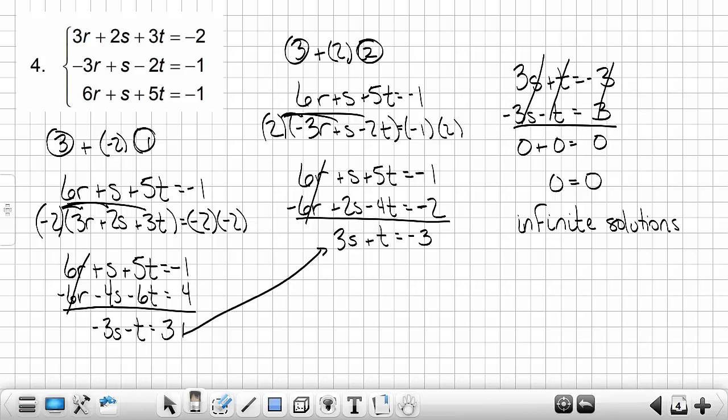If we received a false statement after doing one of these, like 5 equals 8, then we'd have no solutions to this system of equations. But since we got a true statement, we have infinite solutions.